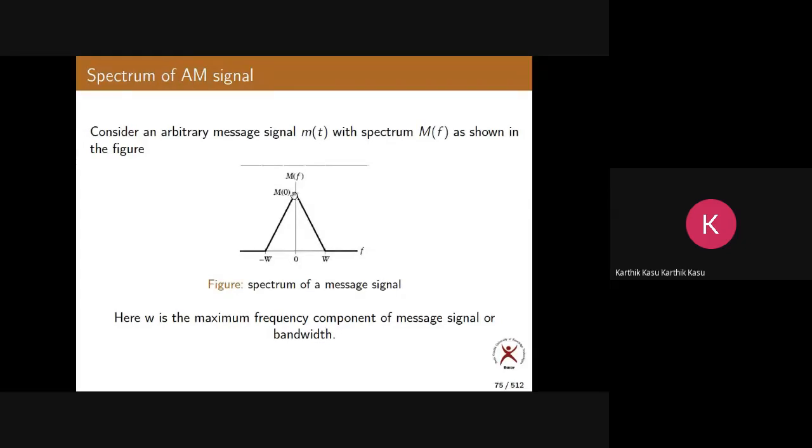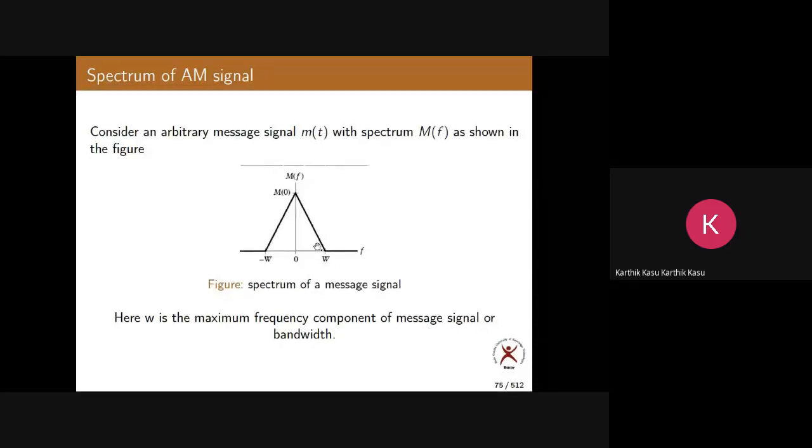What is the maximum value of the spectrum? Capital M(0). What is the maximum frequency of the spectrum? W. Correct. So this is the spectrum I am assuming. It can be any shape: triangle, square, parabola, whatever it is. But I'm assuming my spectrum is in this shape. Now W is the maximum frequency component of the message signal.